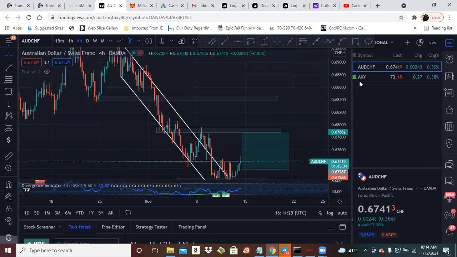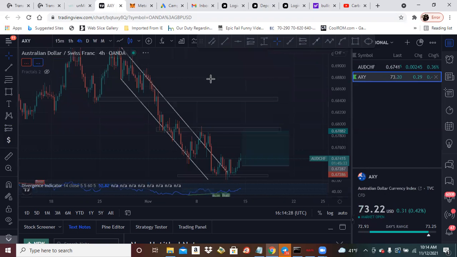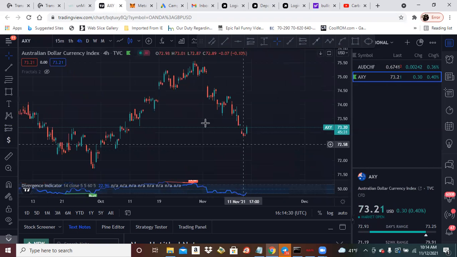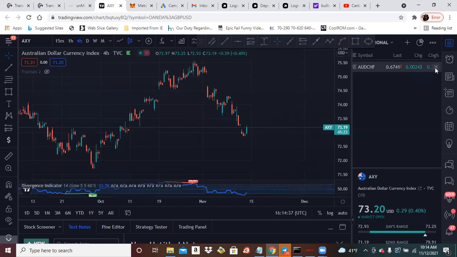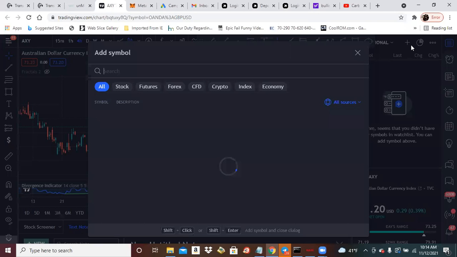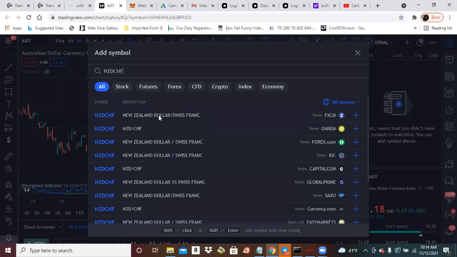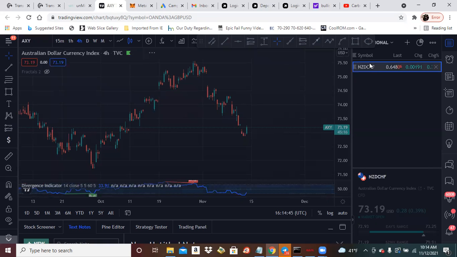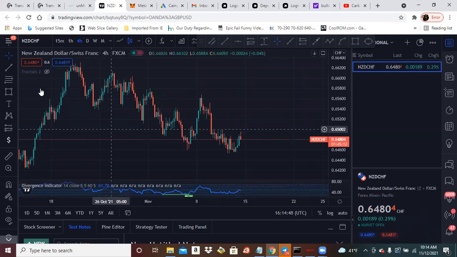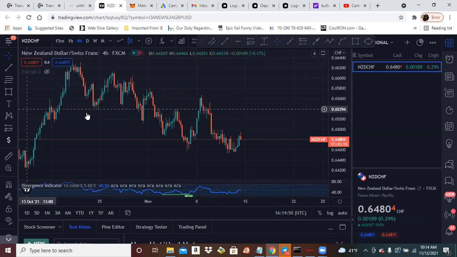I do not play AUD/CHF, and I think AXYC, so Aussie dollar, is bullish. The currency index is bullish, so that's a good thing. We could have, honestly, because Chef was kind of weak, we probably could have got a New Zealand Chef. How did that look? Well, see, okay, so it did the same move in a way.